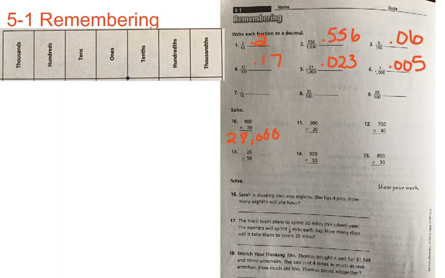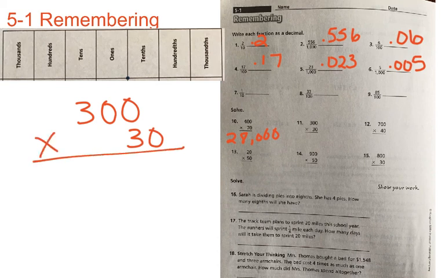Let's look at number 11. We have 300, and we're multiplying that by 30, and I like to hang my zeros. So I'm going to go ahead and bring each 0 down. Here's 1 here, bring it down, 1 here, bring it down, and 1 here, bring it down. Then I'm left with 3 times 3, and we know that 3 times 3 is equal to 9, so my answer is going to be 9,000.